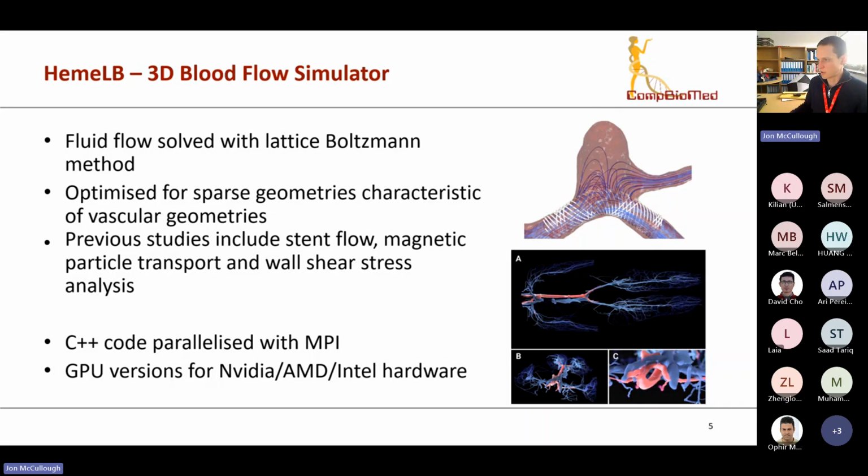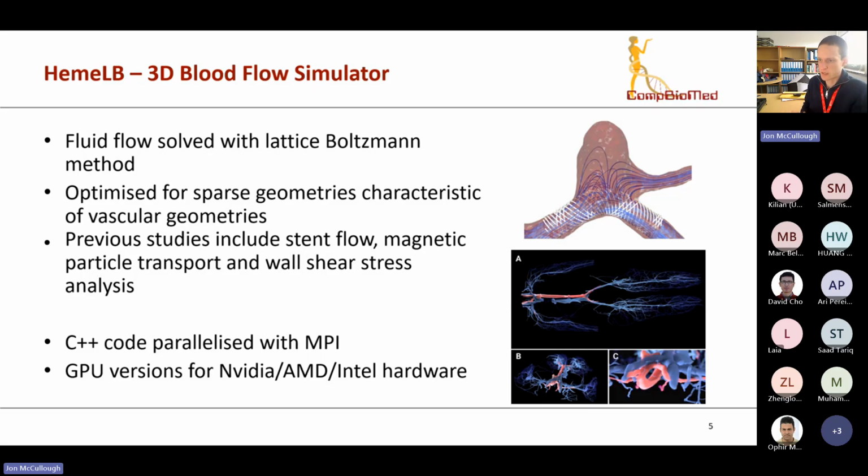So having a look at some of the images on the right-hand side of the screen there. Because the vessels are relatively sparse in space, you have a lot of empty space in the ultimate periphery of the vessels. And so this poses challenges in how you represent your flow domain and how you model your input and output data. So HemeLB has been used in studies in a whole range of existing flows, for example, in stent flows, in magnetic particle transport for drug delivery, and wall shear stress analyses in a range of vessels.